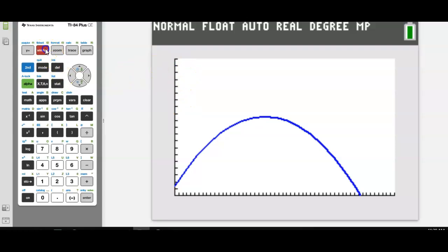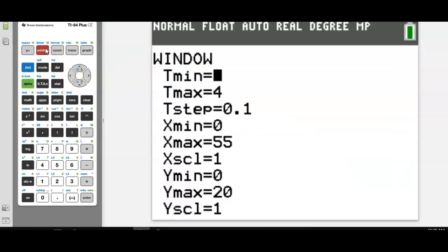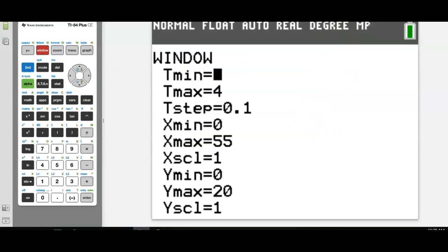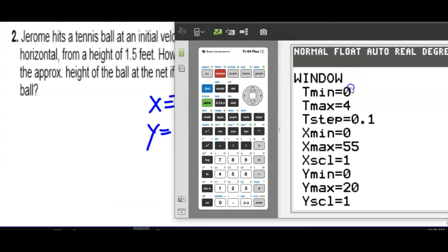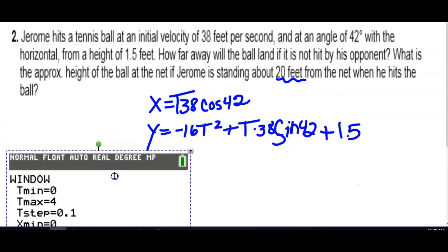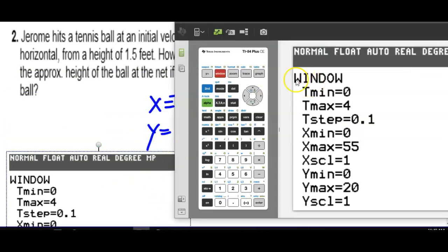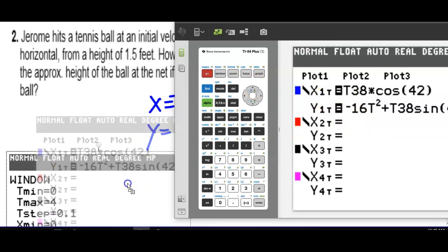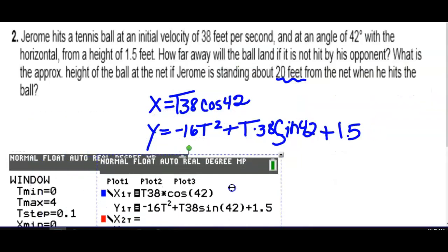Okay. So here's my window one more time. If you're trying to duplicate this, I can put it on the notes. There's the window I used. And just in case you're having trouble, there's what I typed in.